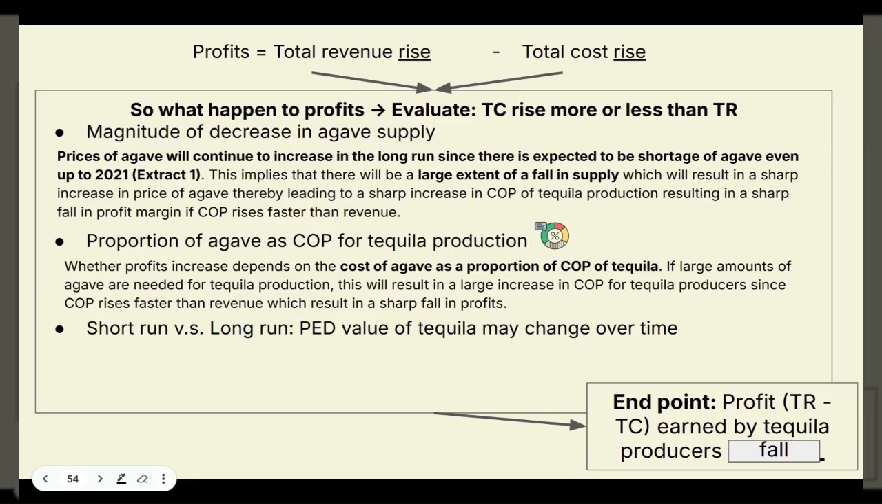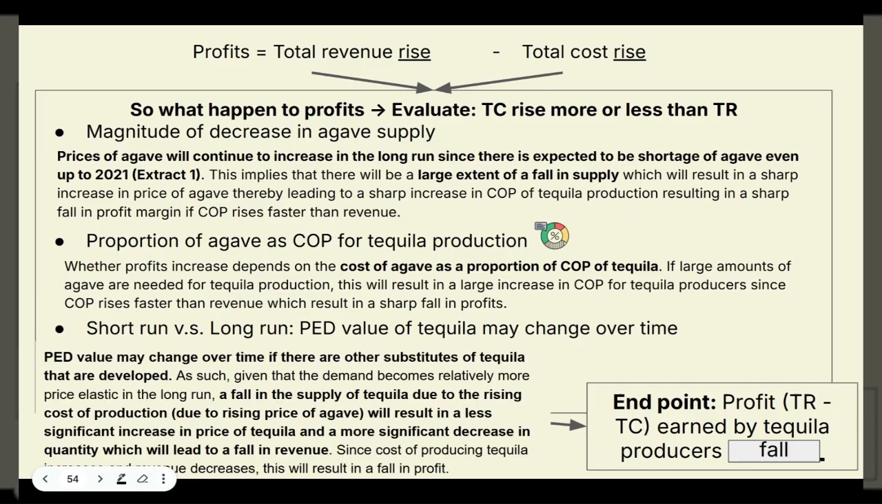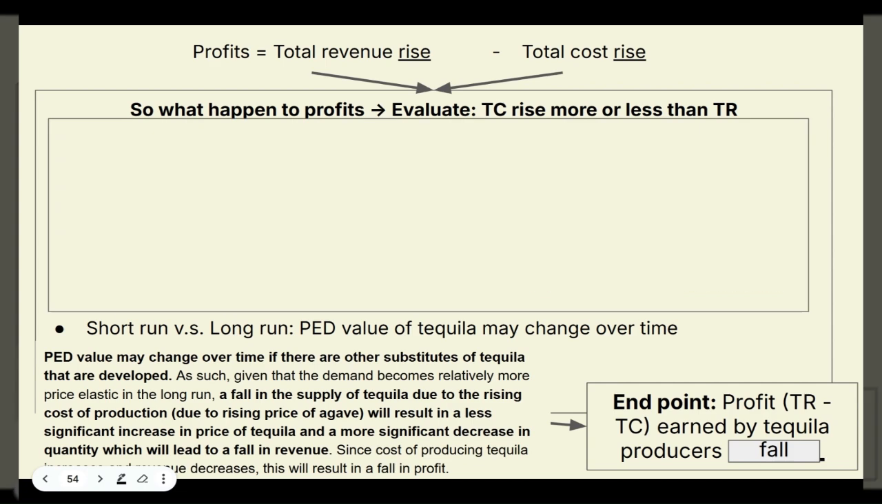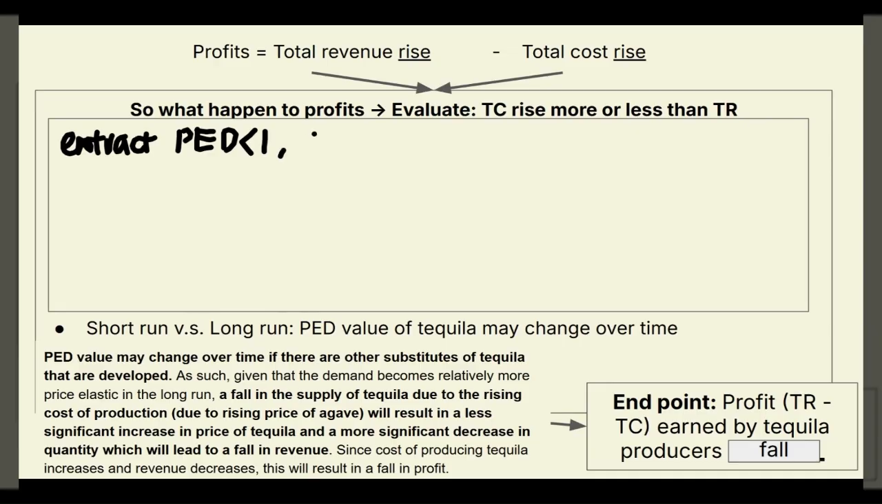Lastly, for the last criterion, it will be short run versus long run, or more specifically, how the PED value of tequila might change over time. In the extract, we saw that the PED is less than 1 because there is a lack of substitutes. So when there's a fall in supply, your price actually increases. But due to PED less than 1, there's a less than proportionate fall in quantity demanded.